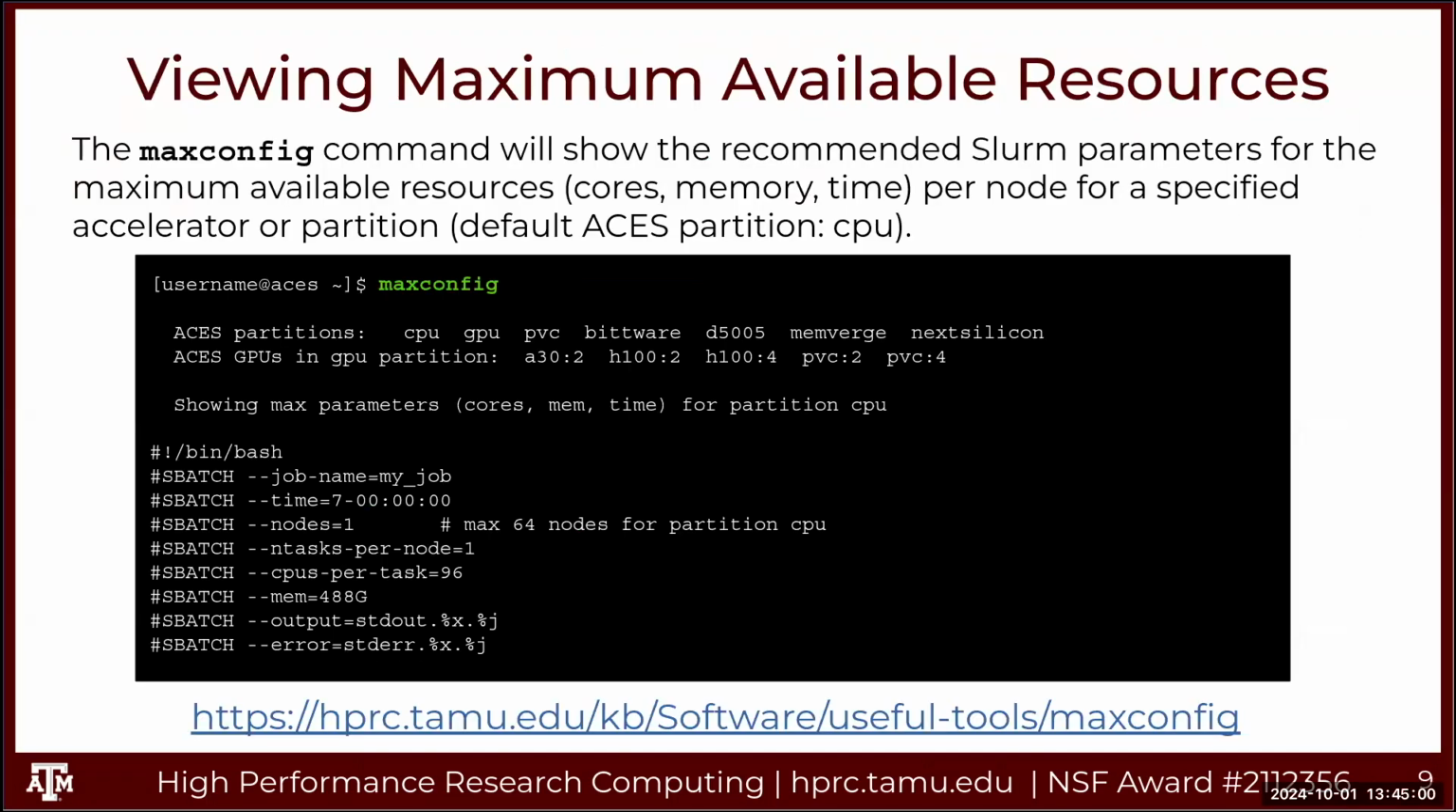All right, maxconfig. This one will show you the recommended configuration to use all the cores and all the memory on a compute node for a specific partition. This could be different for different partitions. For example, in the CPU partition we may have some compute nodes that have 488 gigabytes of memory, but in the GPU partition, we may have compute nodes that have 600 gigabytes of memory. So you can use this to query, depending on the type of job you're submitting, to see what the maximum available resources are for that queue. The default queue is the CPU queue if you do not specify the partition parameter.